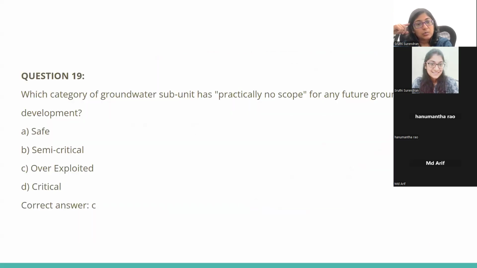So the category of groundwater subunit which has no scope for any groundwater development is overexploited. Critical has marginal potential. Semi-critical, potential is there, but it has to be exercised with caution. Safe is when there is a huge potential for groundwater development.